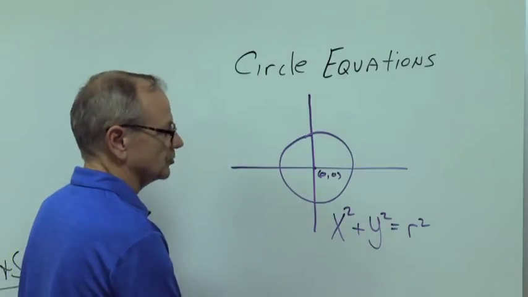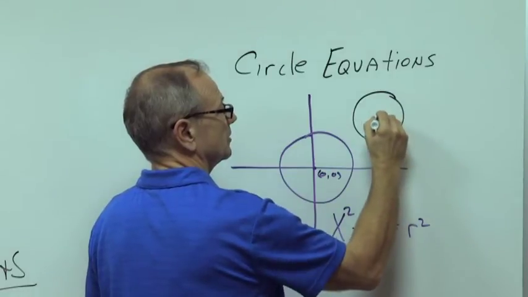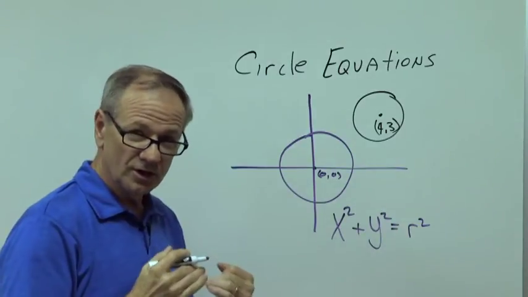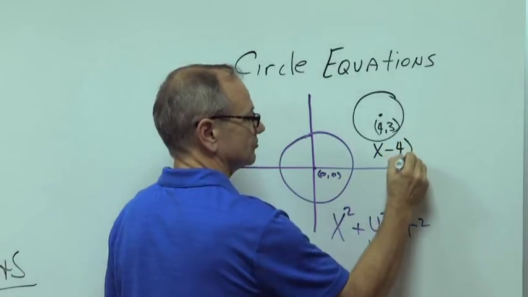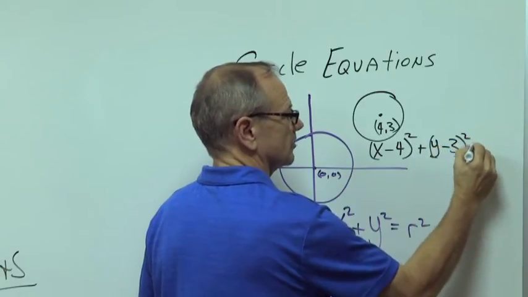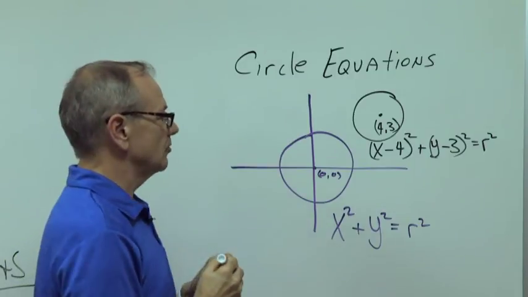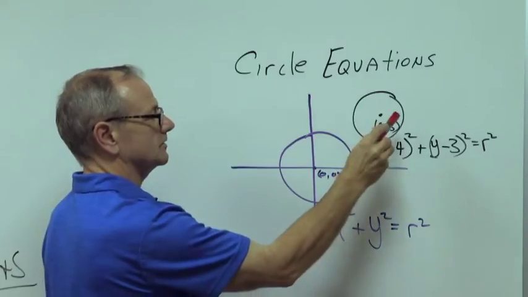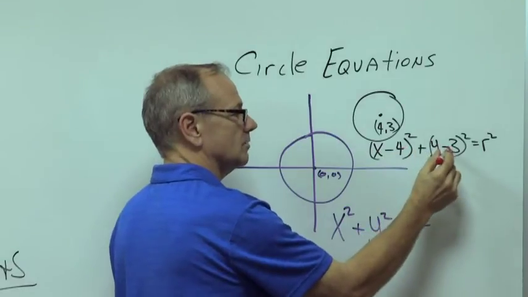Now, if I move the circle out from the origin, let's say we put it up here and the center is at 4, 3, 4 on x, 3 on y, we get a new equation: x minus 4 squared plus y minus 3 squared is still equal to radius squared. It's always equal to radius squared. Don't forget that. Notice that we flipped the signs. I had a positive x and a positive y, but in the equation it becomes minus 4 and minus 3.